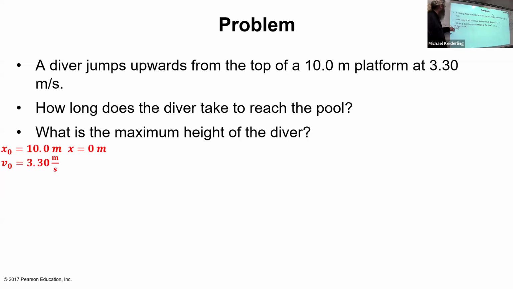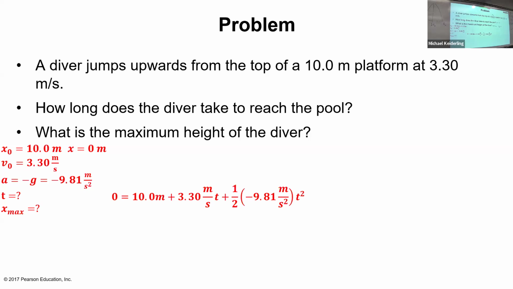So what do we know? We know our initial position is 10 meters up. We know our final position is 0 meters. We know our initial velocity is 3.3 meters per second. So we want to find the time it takes to reach the pool. We also know our acceleration is minus g. So we're going to use this equation here, and we're going to solve for time. And then again, we're going to find x max. So first, we're using this.